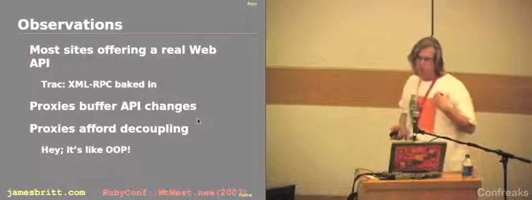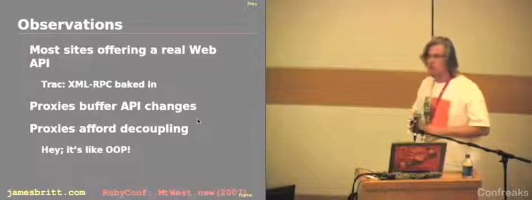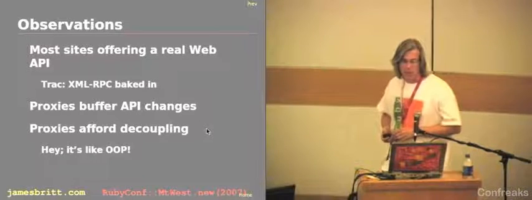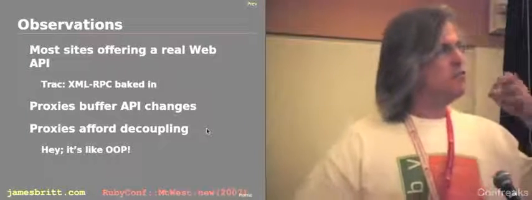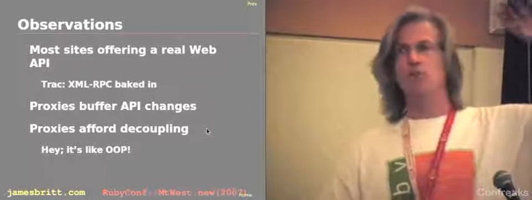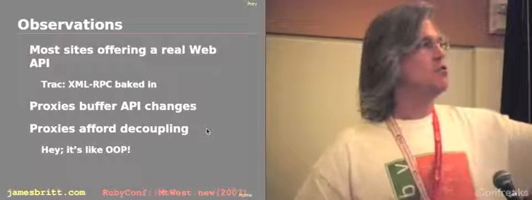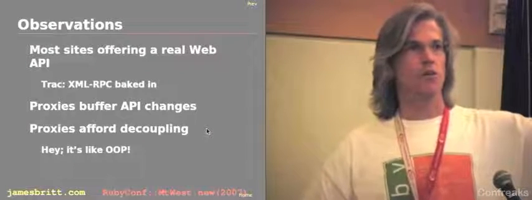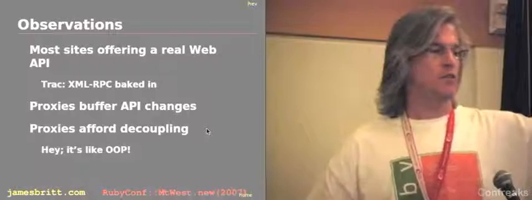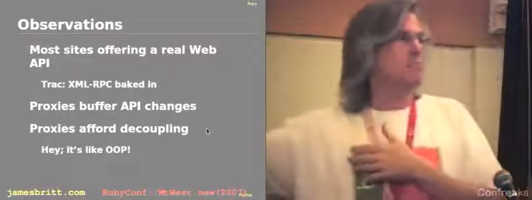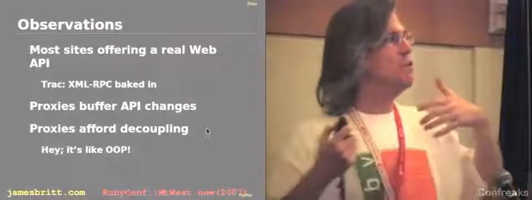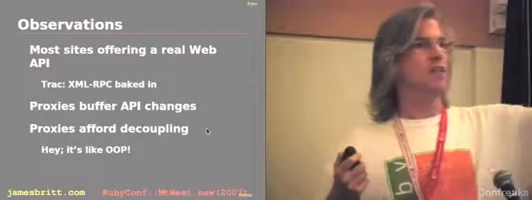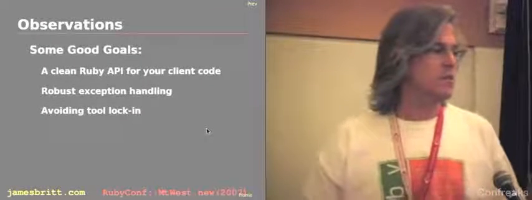A couple of other observations. Most websites are offering real web APIs, which greatly simplifies all this. Track is going to have XML-RPC baked in. Even still, I want to make the point that however easy it is to go straight against some web API, you will still want to wrap it up in something, because at some point that API is either going to change or go away. And so proxies afford decoupling. And hey, if you understand some principles of object-oriented programming, where you want to code to the interface and not so much to particular objects, it makes things a lot cleaner and a lot less fragile.